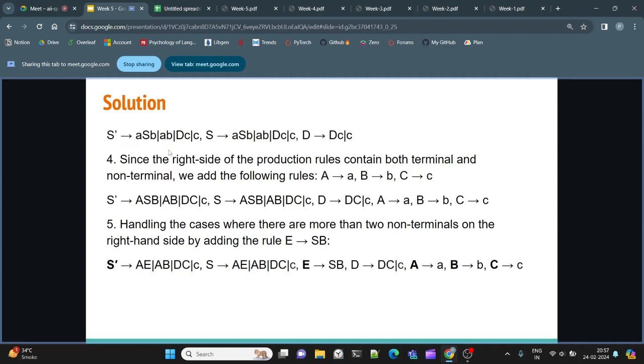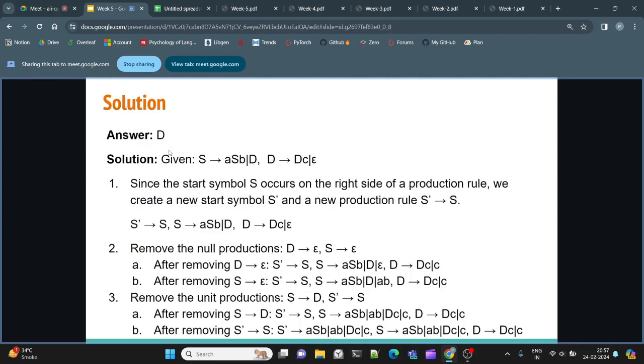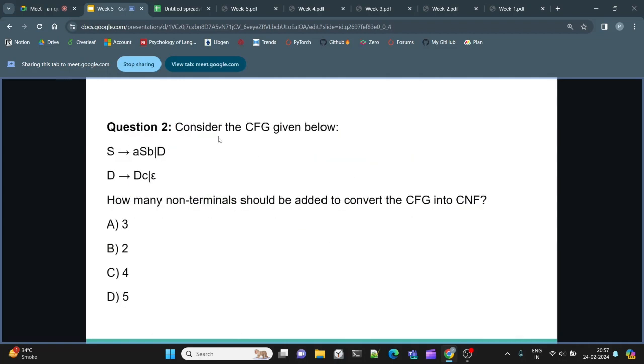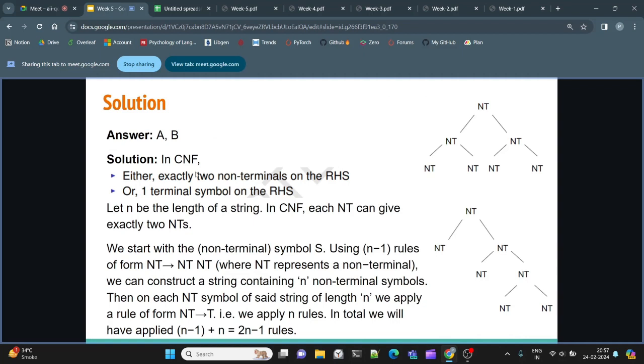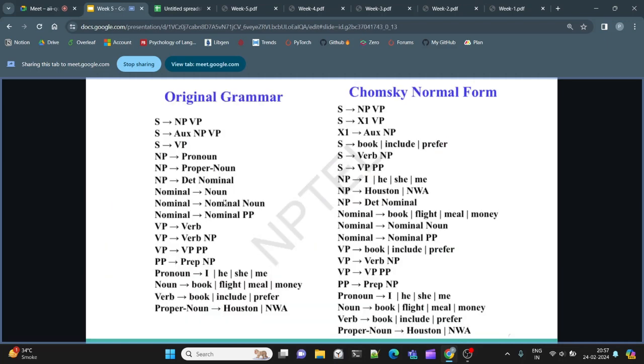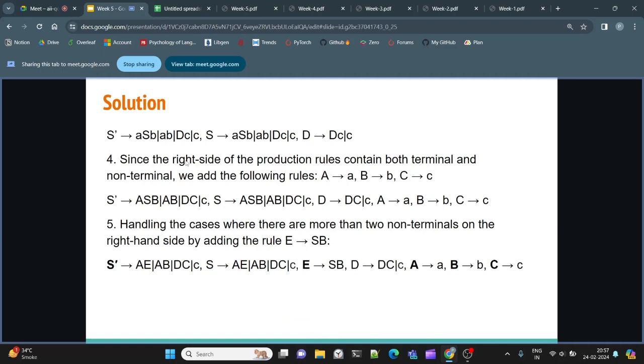And what is the rule that I have in CNF? Only these two are allowed. Either there would be exactly two non-terminals or there would be one terminal symbol. Here what we had was two terminals, so that is not allowed. So I have to replace both.